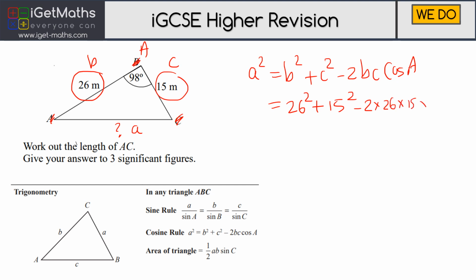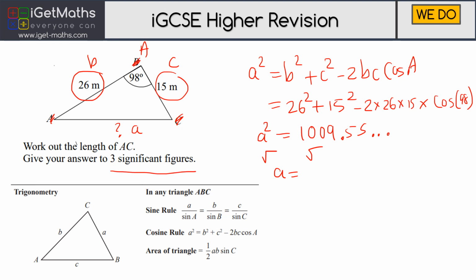times cos 98. That's going to equal 1009.55 with some other numbers, and remember that's a squared. So quite simply, once you've got that answer on the calculator, just square root it, and that'll give you a rounded to 3 significant figures.